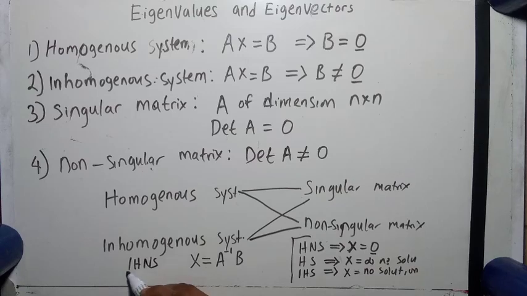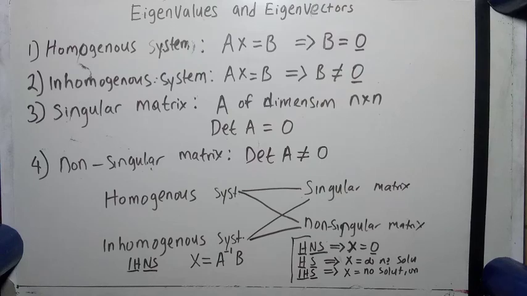So this is inhomogeneous and non-singular, homogeneous non-singular, homogeneous singular, inhomogeneous singular. So these are the conditions. When these two combine, they have four possible combinations, and in each of them, they will give you this particular solution.